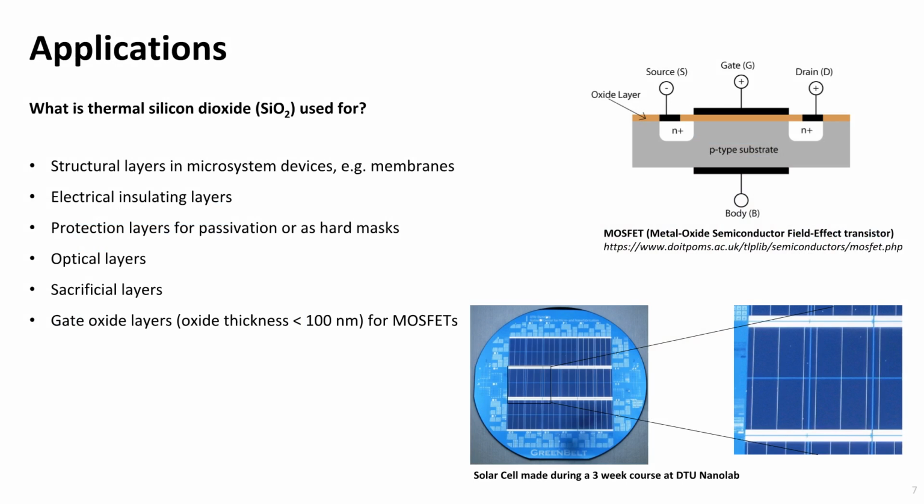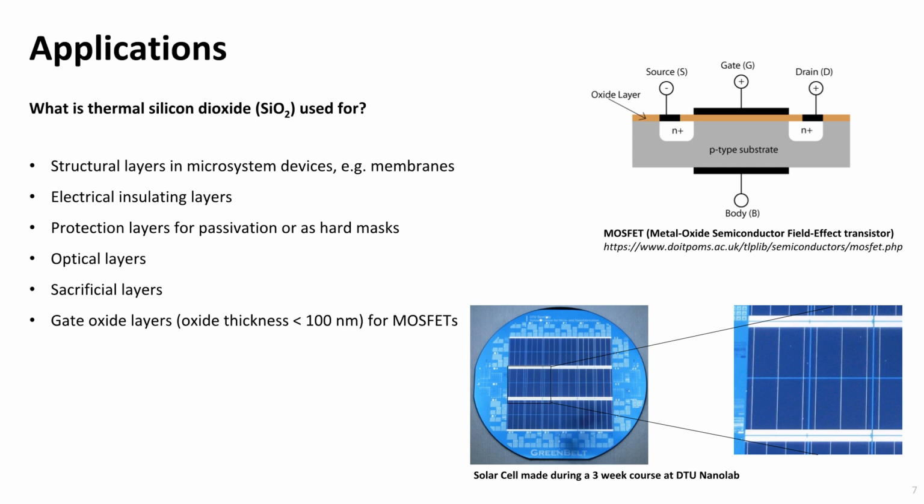But what can thermal silicon dioxide be used for? Thermal oxidation is used in many different applications that surround us in our daily life, for example as structural layers in microsystem devices such as membranes, electrical insulating layers, protection layers for passivation or as hard masks, optical layers, and sacrificial layers. A sacrificial layer is a material layer that is grown or deposited in one step of a process and then removed in a later step.